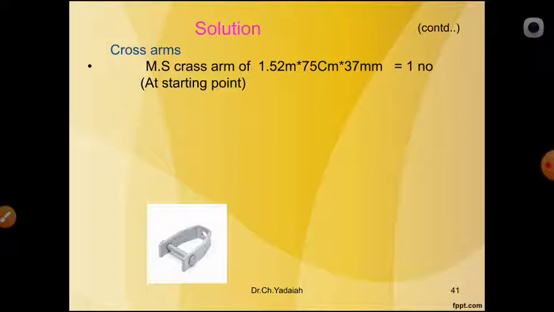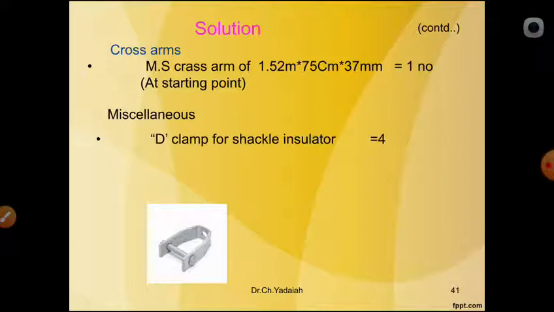One cross arm is required at the starting, because there we have to take the supply from the existing line. So that is why one MS cross arm, 1.52 meters into 75 centimeters, 37 mm, is required. After that we require the miscellaneous things. What are the miscellaneous things? D clamp for the shackle insulators. Shackle insulators we have to connect at the end of the line. So D type, what is the D type? You can see here, this is the figure of the D type clamp.